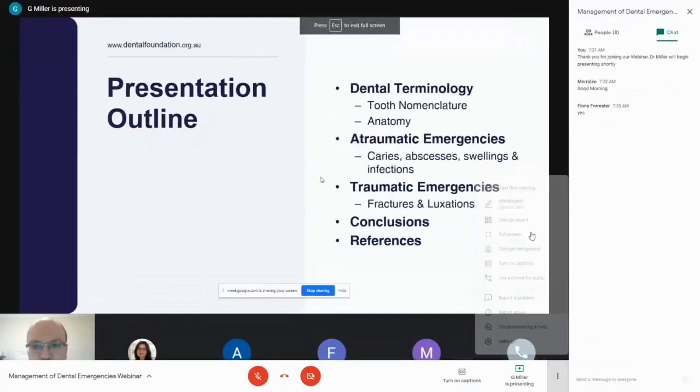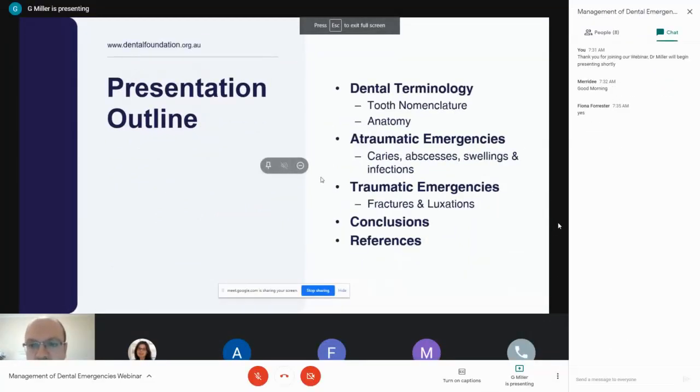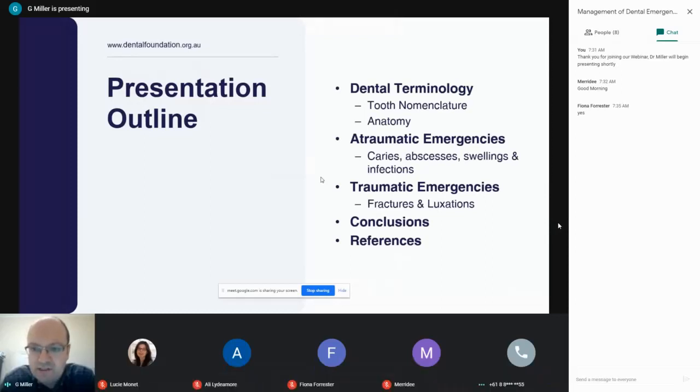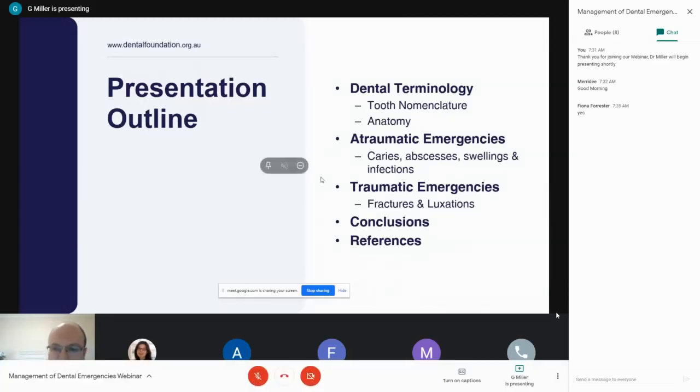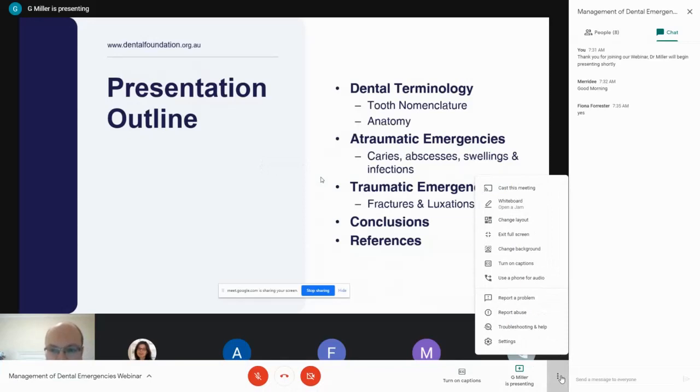The presentation will discuss dental terminology, atraumatic emergencies such as infections, and traumatic emergencies, and we'll give you some guidelines on management and the underlying cause and treatment.